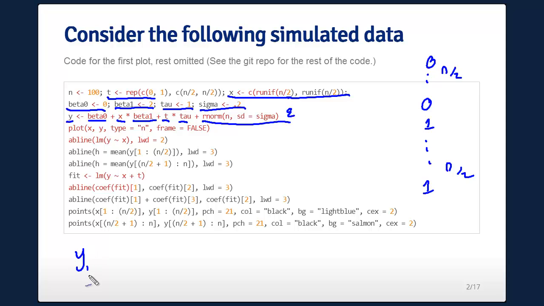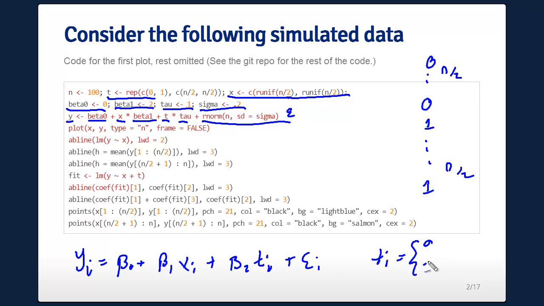So we're fitting the model Yi equals beta naught plus beta 1 xi plus beta 2 ti plus epsilon i, where ti is a 0, 1 variable. Okay, and then I'm going to plot my x and my y, and then add a line where I disregard the treatment. I think it will be clear why I do this in a minute.